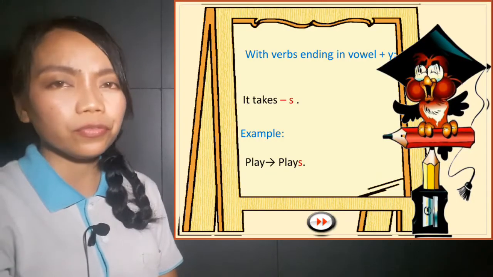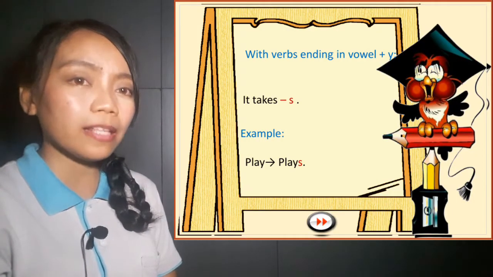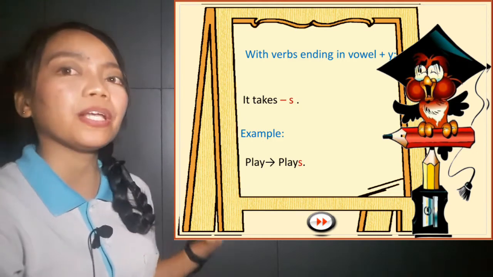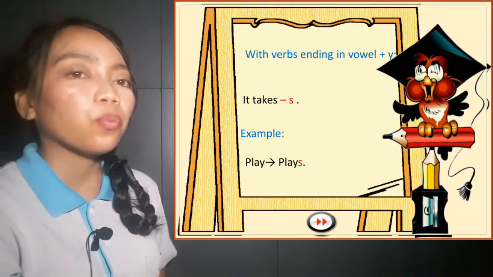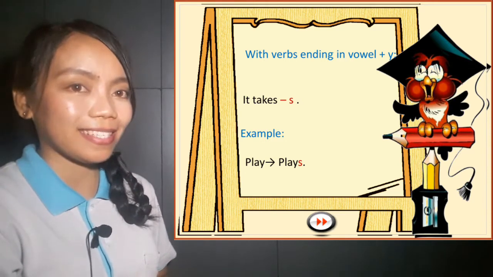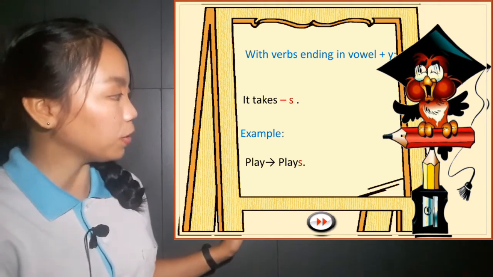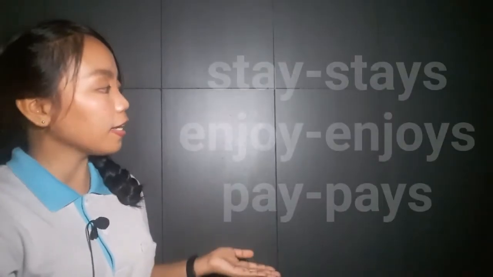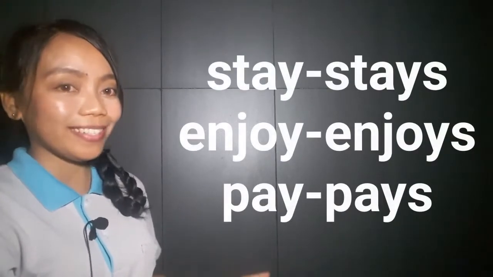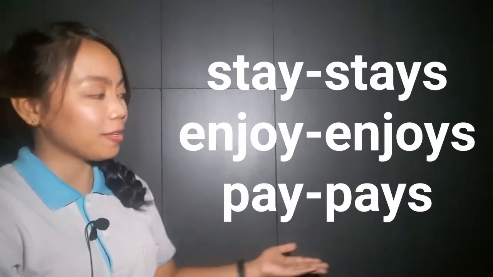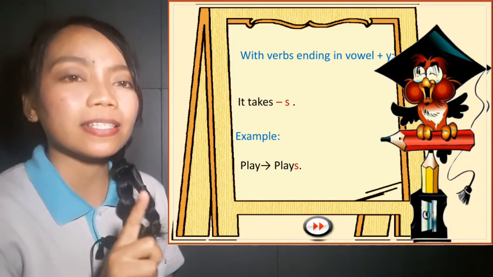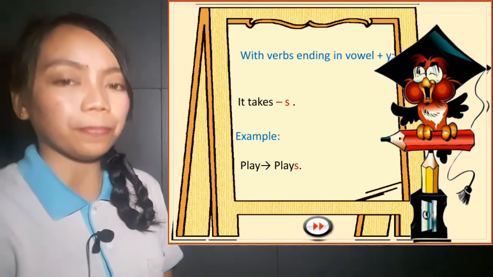Next, what if the verb ends in vowel plus Y? With verbs ending in vowel plus Y, we will just put S after the verb, okay? For example, play, plays. Or another example, stay, stays. Enjoy, enjoys. Or pay, pays. So we will just put S again if the verb ends in vowel plus Y.